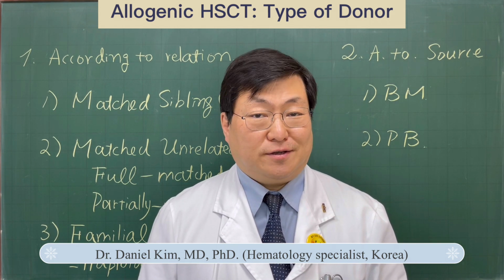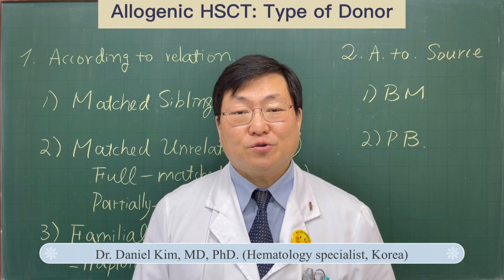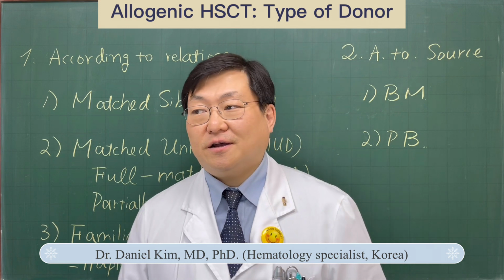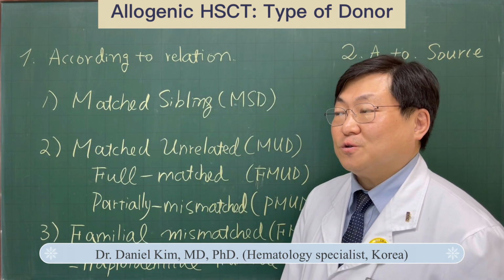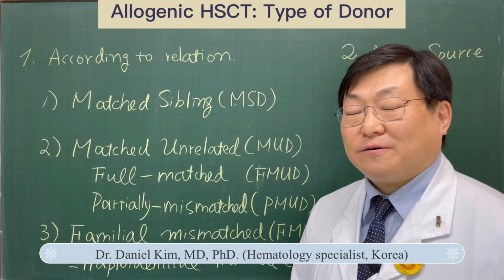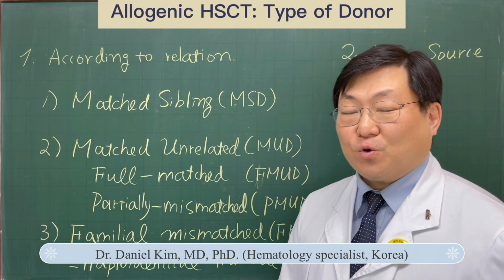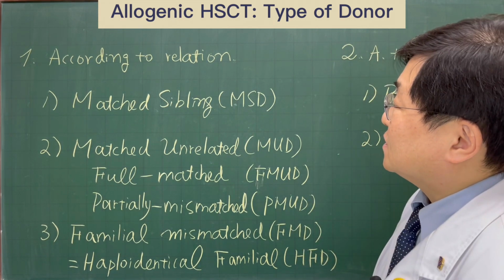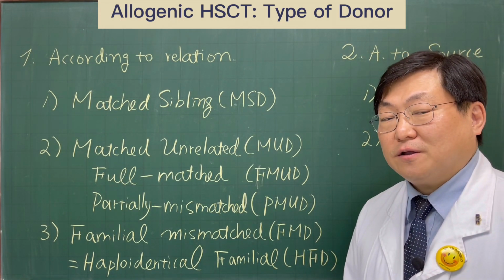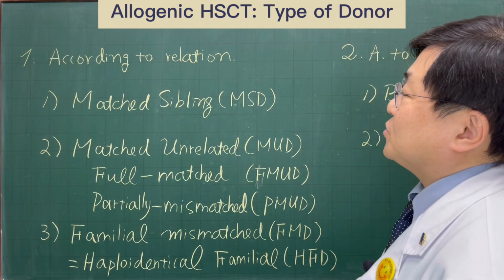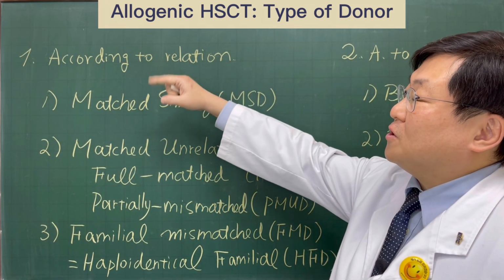Today I will explain the details on the types of allogeneic cell transplantation donor according to the donor relationship and the source of the stem cell. Previously, I explained the details on the conditioning of allogeneic cell transplantation and the way to classify the allogeneic cell transplantation according to the type of donor, the conditioning regimen intensity and the stem cell source. In this session, I will explain in more detail about the type of donor, especially the relationship between the donor and the patient.